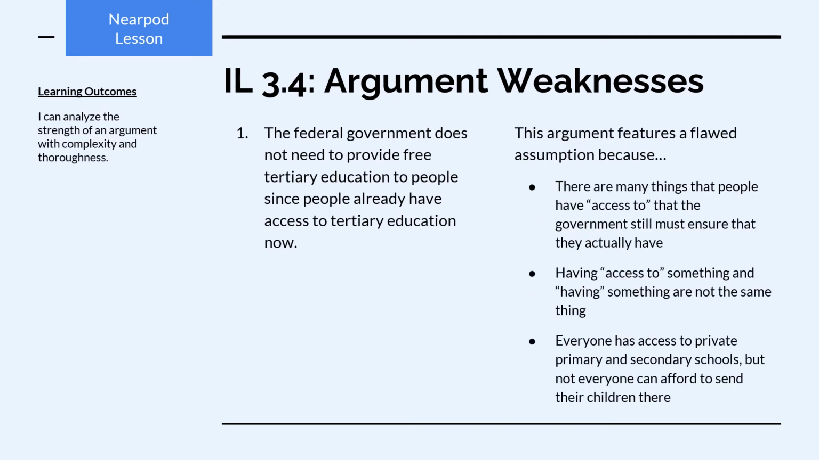This argument features a flawed assumption because there are a great many things that people, quote, have access to that the government must still ensure they actually have, because having access to something and actually having that thing are not the same. For instance, everyone has access to private primary and secondary schools. Everyone has the right, the access, to send their kids to a private elementary or private middle or high school. But not everyone can afford to do that. So this is why the government provides free public primary and secondary schools to all its citizens.